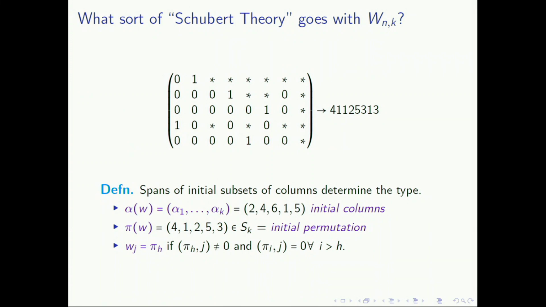But how do you get the columns which are, we call them redundant? They're columns that are in the spans of previous columns. And so w_j will equal the h-th element of pi if you have a non-zero thing in that position, and for all the i's that are greater than h, pi_ij is equal to 0. So we're paying attention to something like this word that Mark Shimozono used yesterday. It's like a punch card. You've got these specified zeros in some places. And you've got these 1s that have been determined by row reduction, and some other stars that are not determined at all.